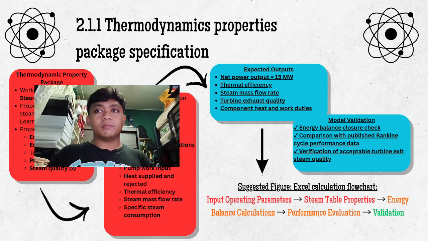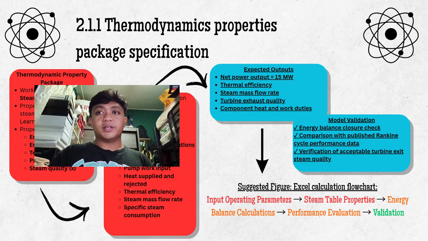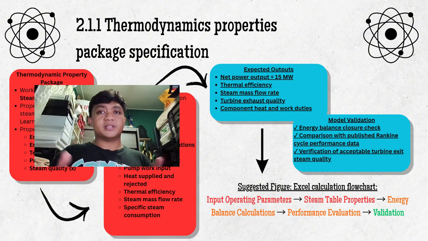As for our model validation, we do an energy balance closure check, a comparison with published Rankine cycle performance data from other references, and verification of acceptable turbine exit steam quality. As for our suggested calculation flowchart, you can see our Excel calculation flowchart on the screen. It starts with input operating parameters, then steam table properties, then the energy balance calculations. Second last is the performance evaluation, and lastly is the validation of our Excel programming.